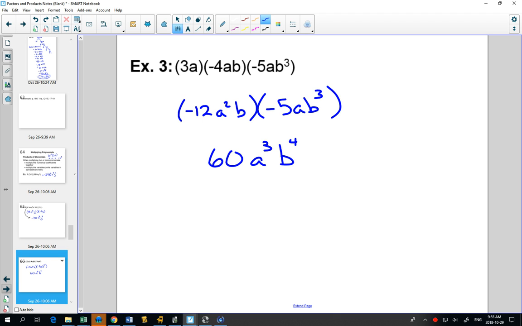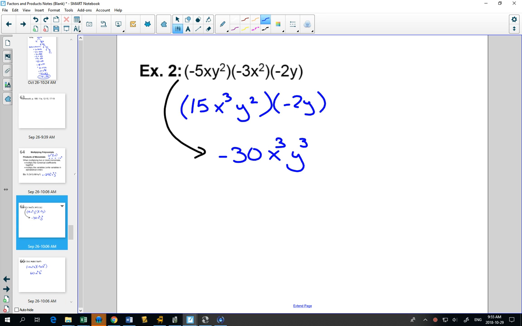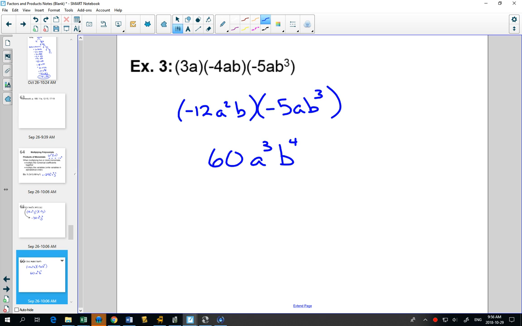Question. In the last 2, this one was a positive answer. This one was a negative answer. Can you come up with a way of just looking at the question at the beginning and quickly saying if you know it's going to be positive or negative? Okay, so an odd number of negative numbers, this one has 3 of them, will always make a negative number. And here we have an even number of negative numbers, which comes out to a positive value. Yes.